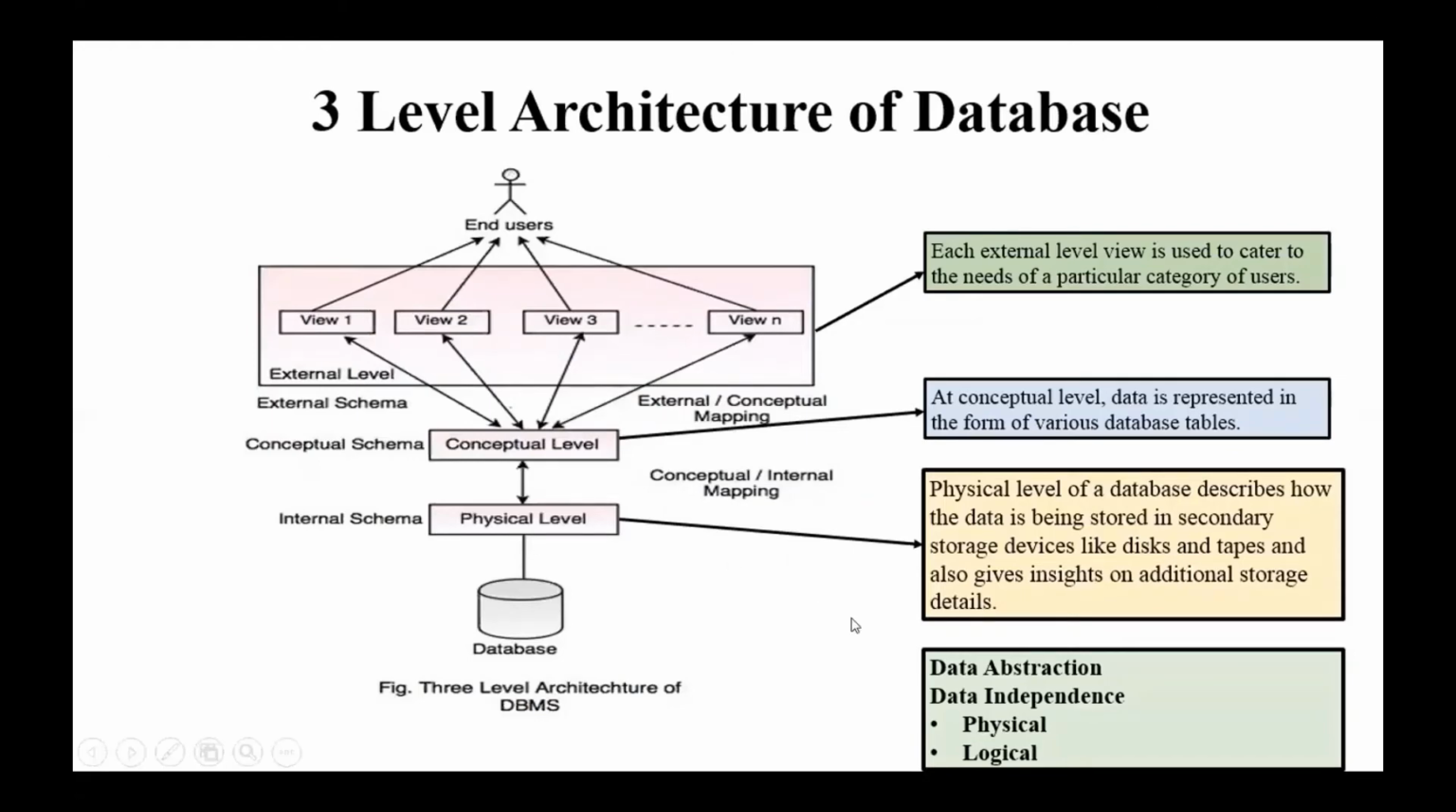Now, data independence means suppose you are doing any changes at one level, it should not affect the higher level. So there are two types of data independence, physical and logical. Physical means suppose I am doing any change in the physical level, that is, I am changing the storage device, then my table structures which are stored at the conceptual level and the views I have created at the view level should not get changed.